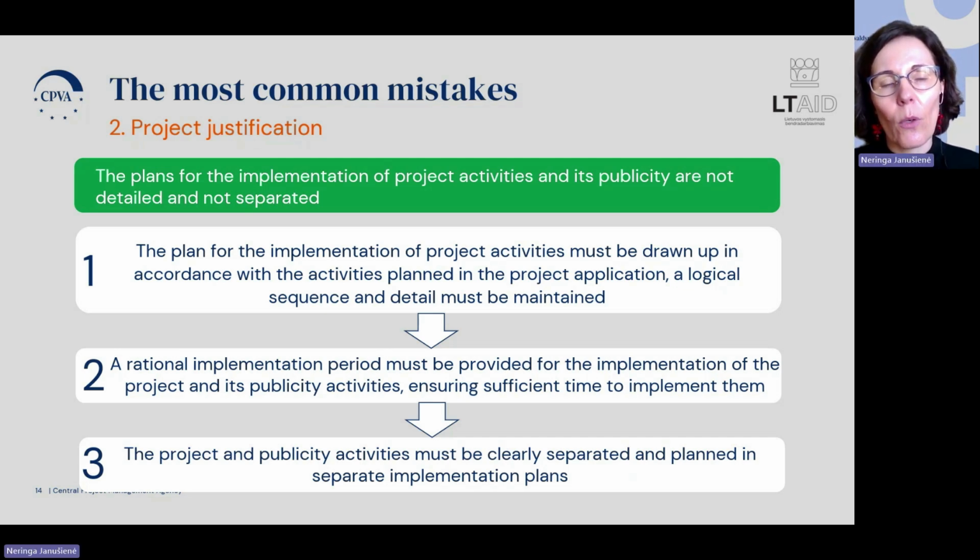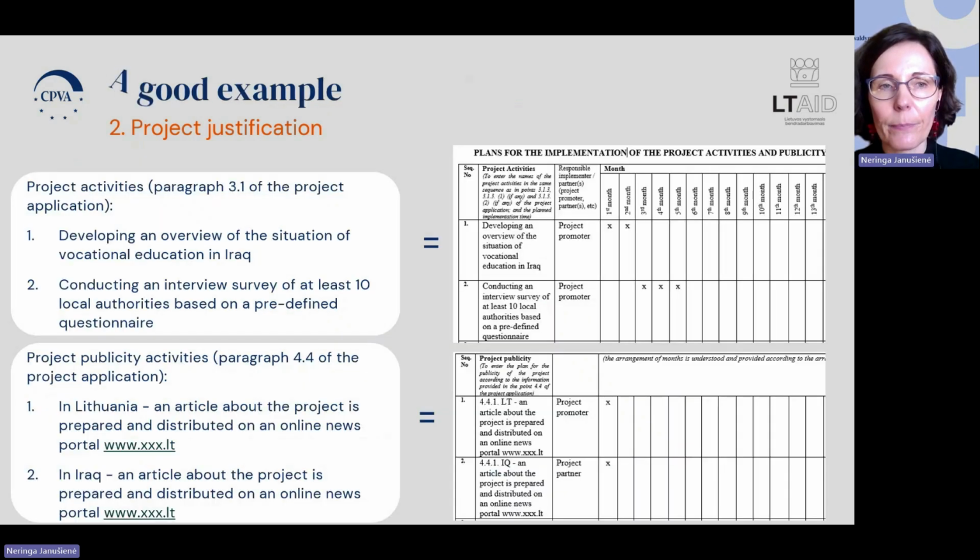And I should note that the plan for the project activities must be drawn up in accordance with the activities plan in the project application. A logical sequence and detail must be maintained. A rational implementation period must be provided for the implementation of a project and its publicity activities, ensuring sufficient time to implement them. And the project and publicity activities must be clearly separated and planned in separate implementation plans.